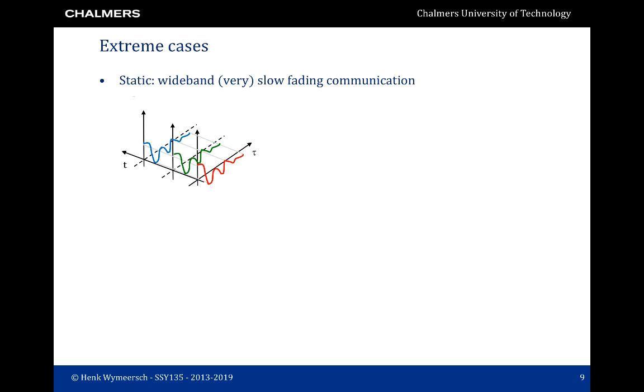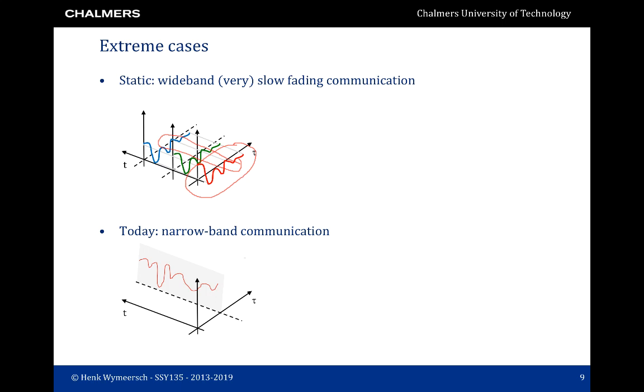First of all, a static wideband communication. This communication is wideband because when we look at this as a function of delay and time, for a given time the channel changes in the delay domain. So the communication here is wideband because there will be interference among different symbols. On the other hand, the communication is static because when we look at a certain delay, the channel does not change. So the communication is static, there's no change in the time domain, but it is wideband because there's variations in the delay domain.